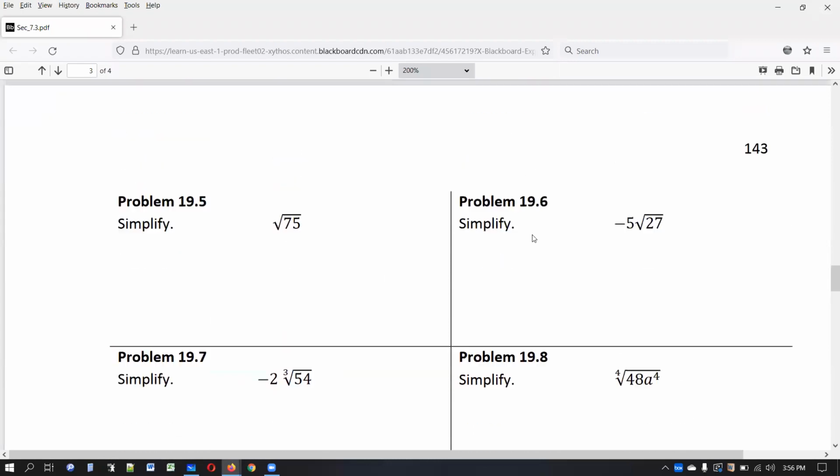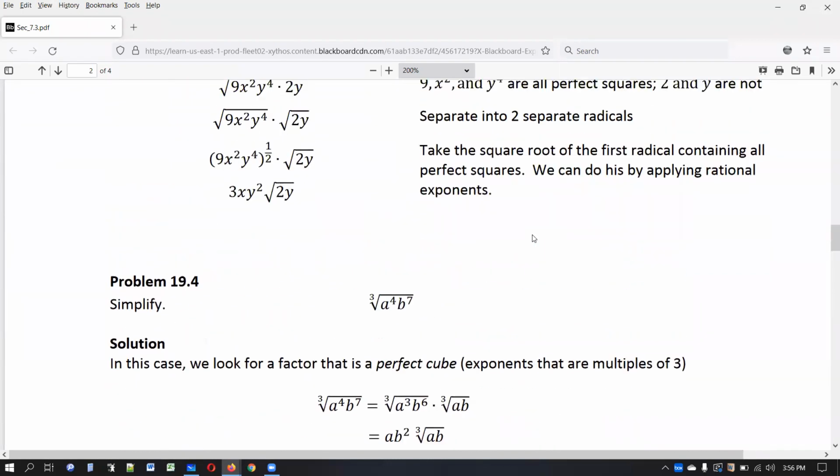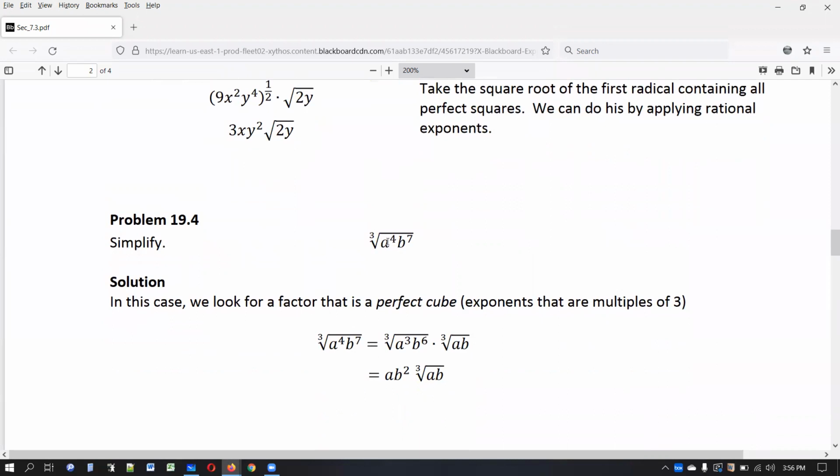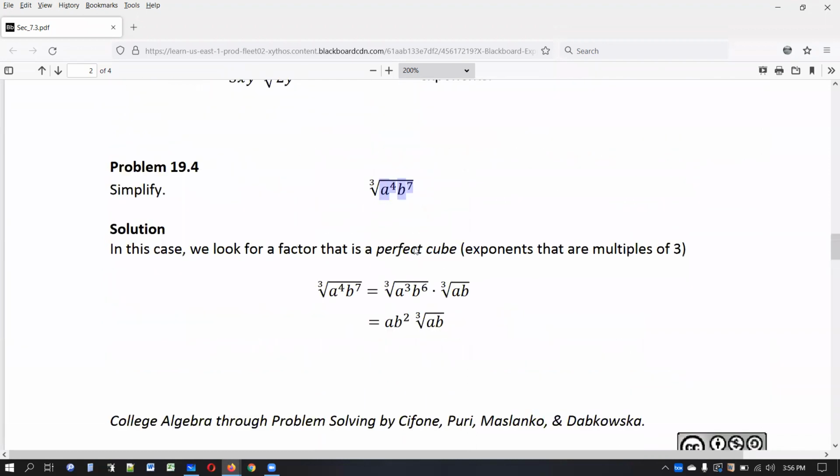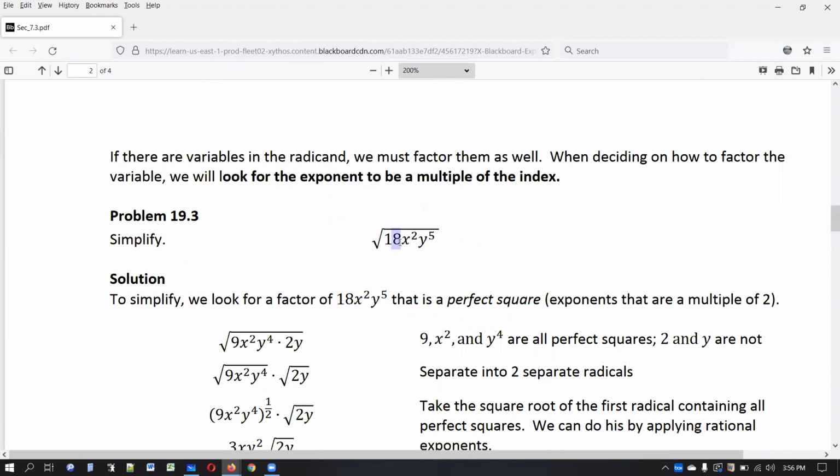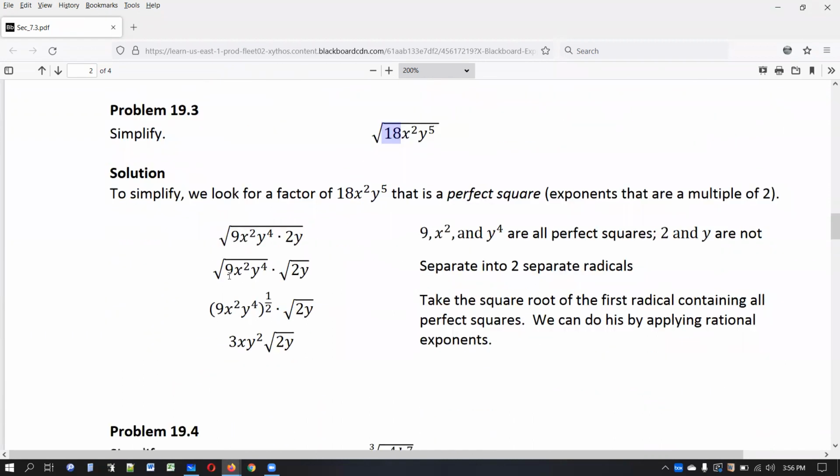Okay, the second type of simplification that we have to do in this section is this kind, where we have possible multiple variables here. And as this example shows, a number. The number we already know how to do. So let's take a look in this case.